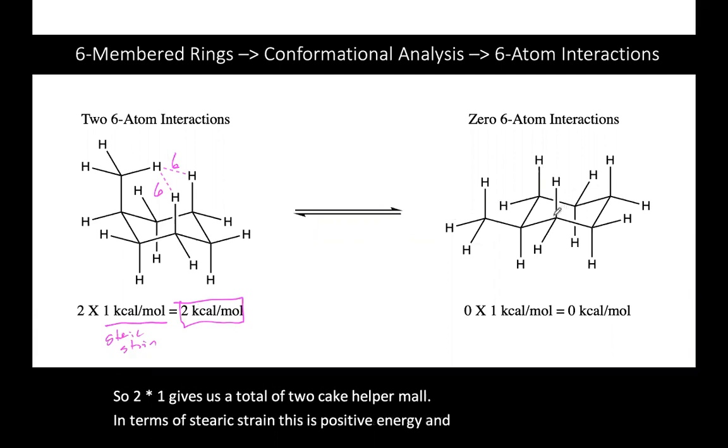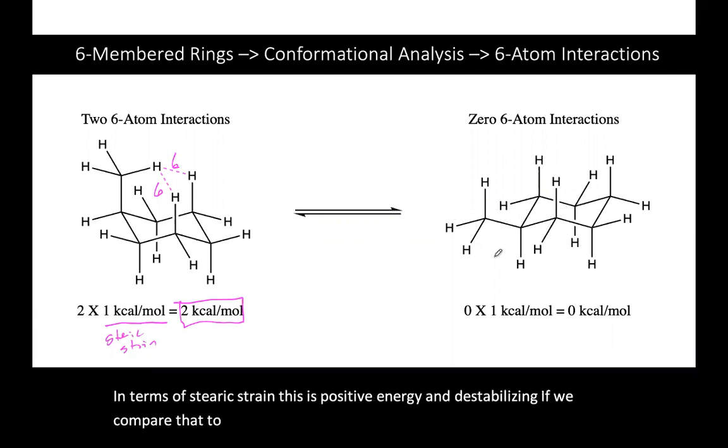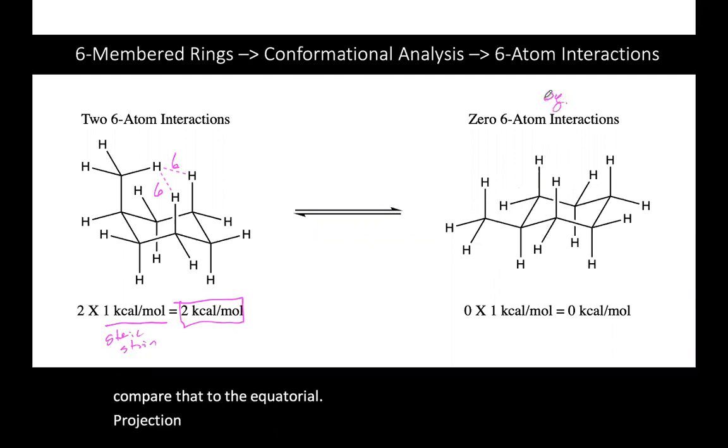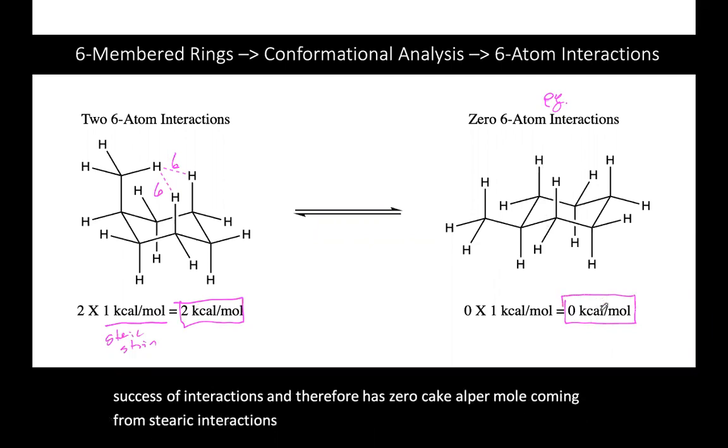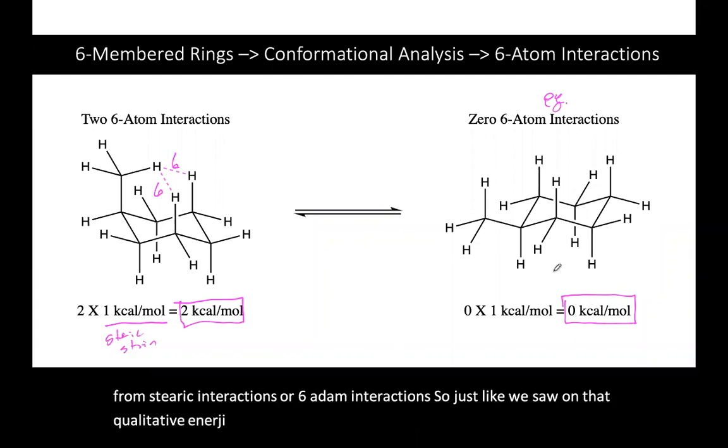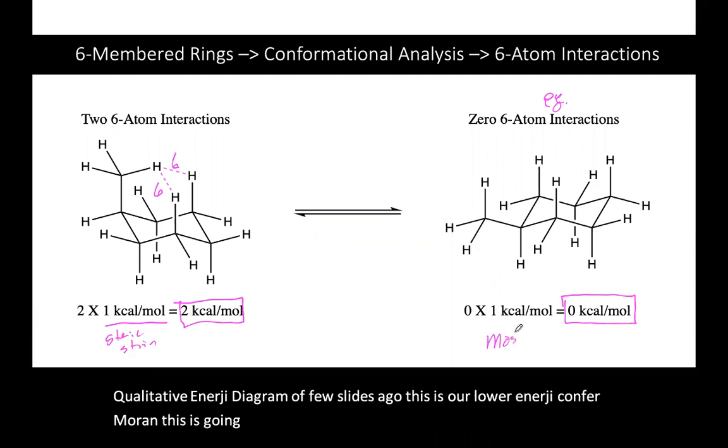If we compare that to the equatorial projection, or conformer, excuse me, this equatorial conformer has no 6 atom interactions and therefore has 0 kcal per mole coming from steric interactions or 6 atom interactions. So just like we saw on that qualitative energy diagram a few slides ago, this is our lower energy conformer, and this is going to be our most stable chair.